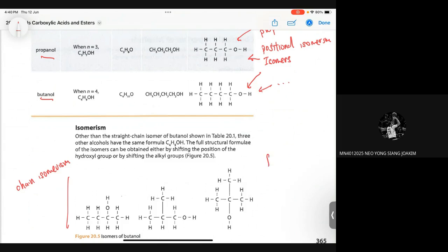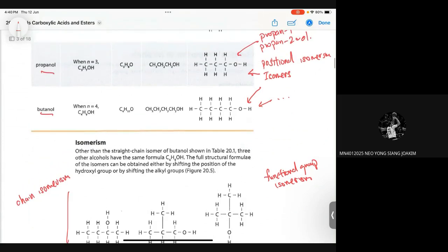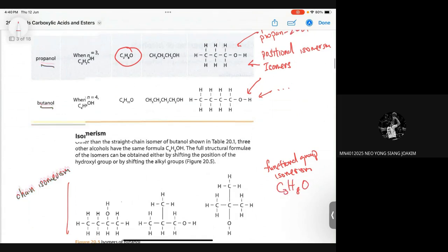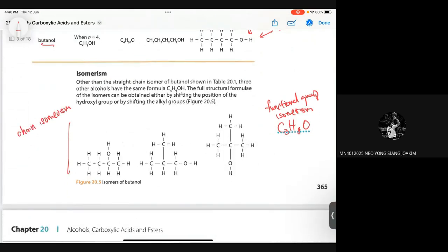functional group isomerism. So let me give you an example of functional group isomerism for this fella here. Let's use C3H8O. Now I will show you a functional group isomer. That means the functional group is different. It's no longer alcohol. This is called ethyl ether, where you have this carbon bonded here.